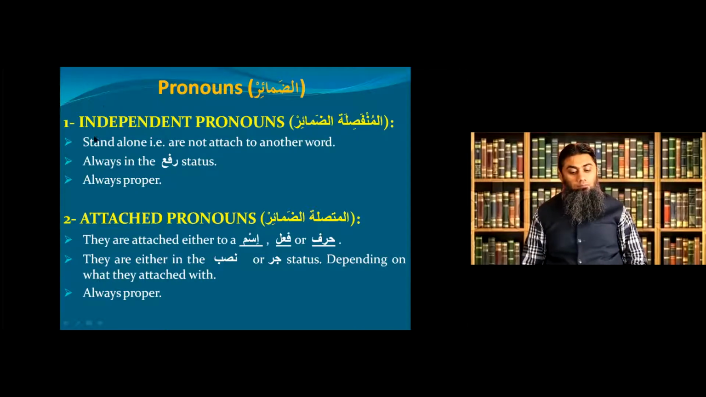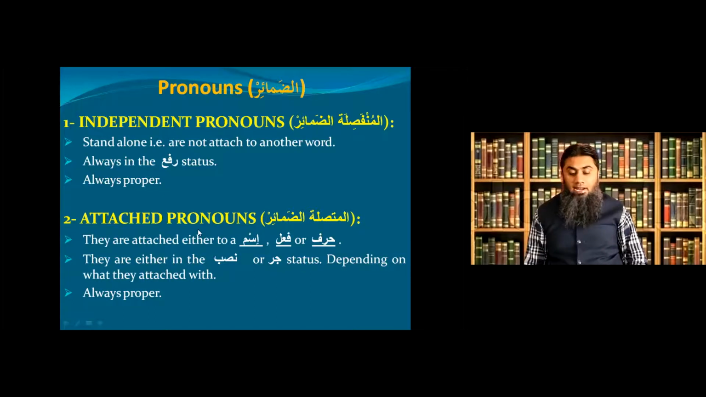Now, what is independent? Those pronouns which stand alone, which means they are not attached to another word. Simple sign. Inshallah, I'll show you in a minute. These are the 2 points you need to remember: independent pronouns are always rafa. You remember, because pronouns are ism. Don't forget this. And ism could be rafa, nasab, and jar. But you need to remember that independent pronouns are always rafa. And they are always proper.